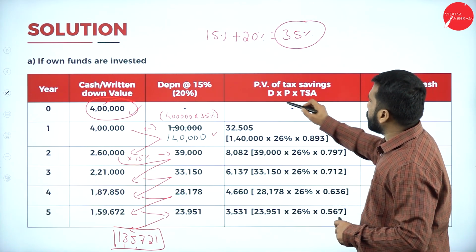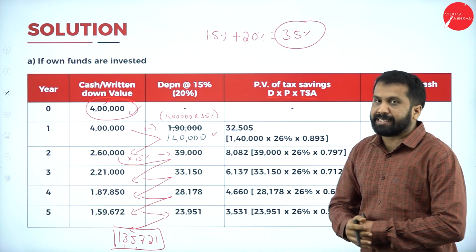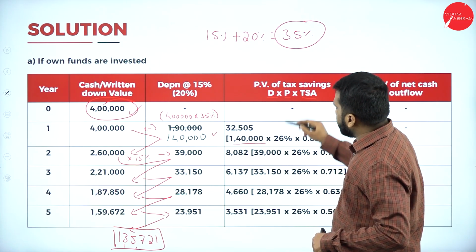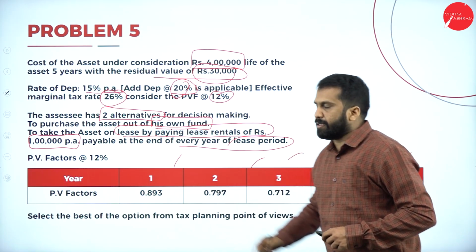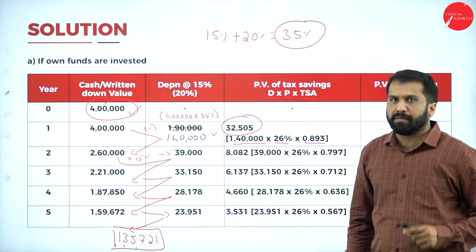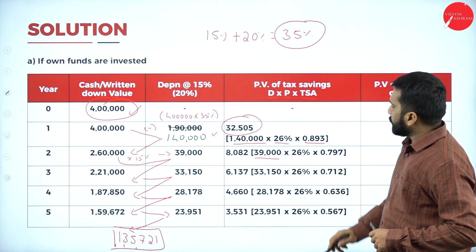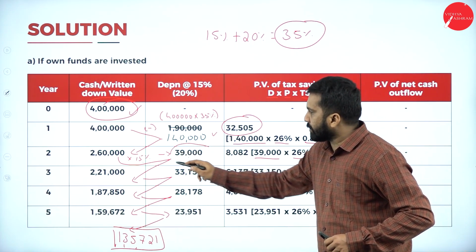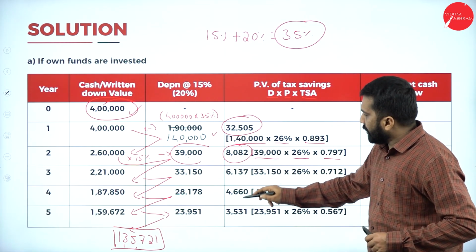Now, what is the next procedure? Depreciation, your present value, and tax saving. Now, 1,40,000, yes. 26%, yes. PV factor 0.893. Multiply. So you will get 32,505. Similarly, what is your value? Your value is 39,000. Tax 26%. 0.797. You will get 8,082. Similarly, calculate. You will get your answer.